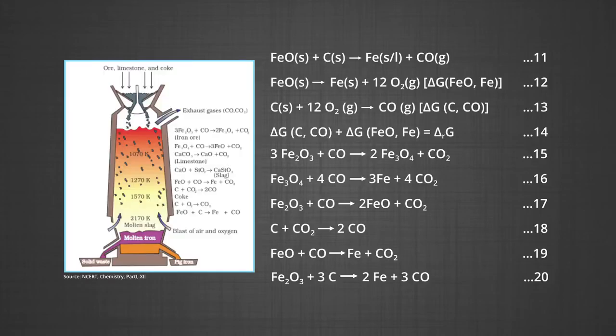Limestone is added as a flux and sulfur, silicon and phosphorus are oxidized and passed into the slag. The metal is removed and freed from the slag by passing through rollers.